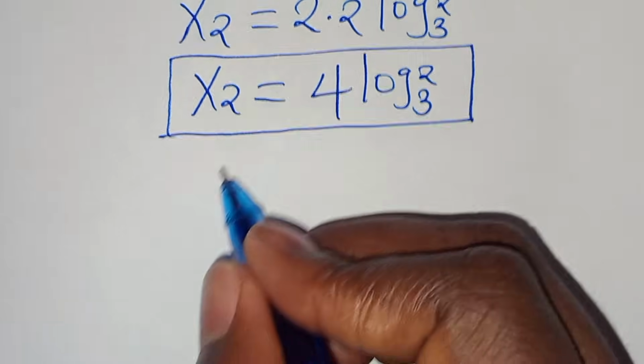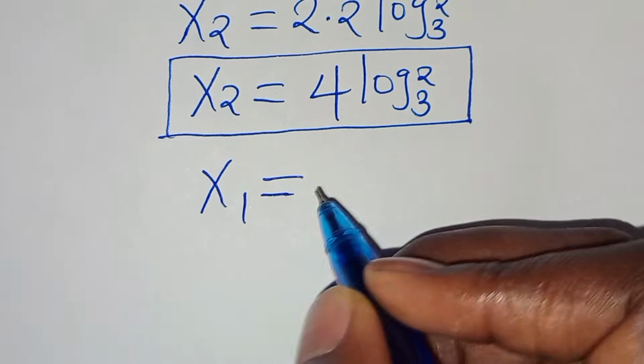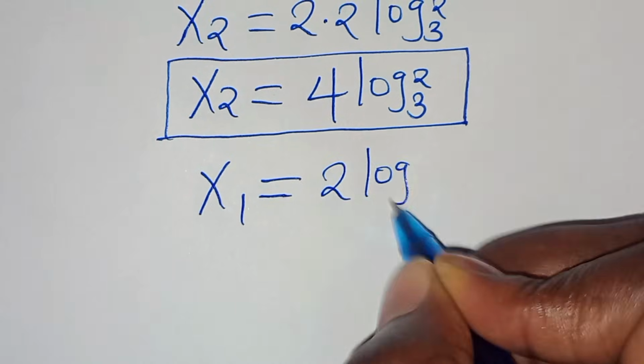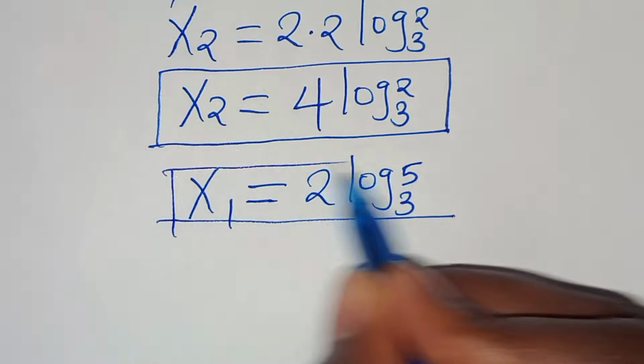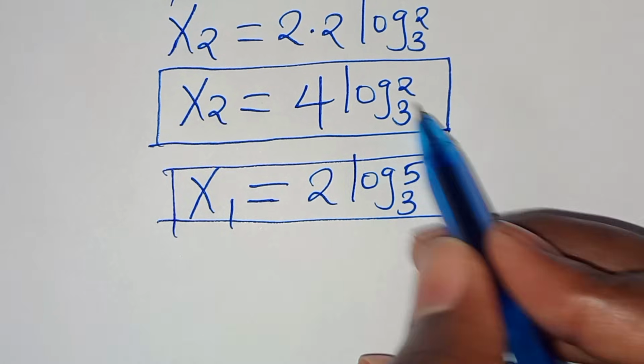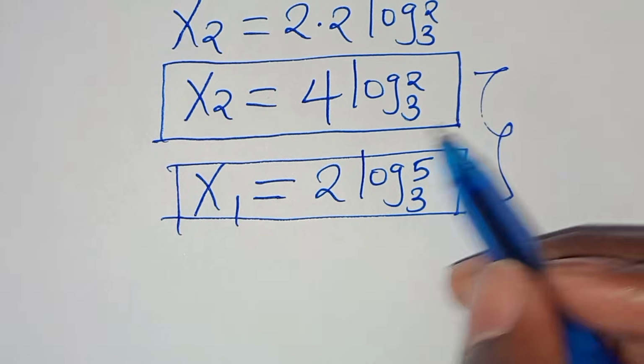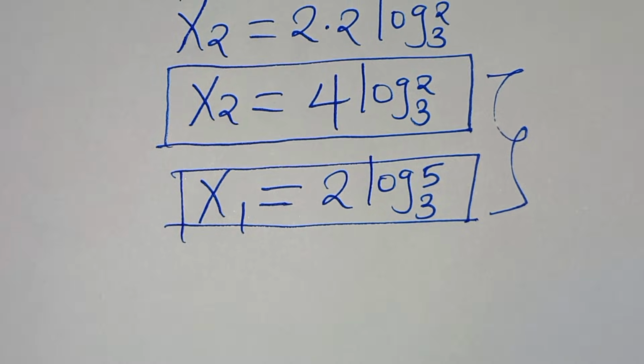So we have that x1 is equal to 2 log 5 to base 3, and we have x2 equal to 4 log 2 to base 3. And these are the solution to this math problem.